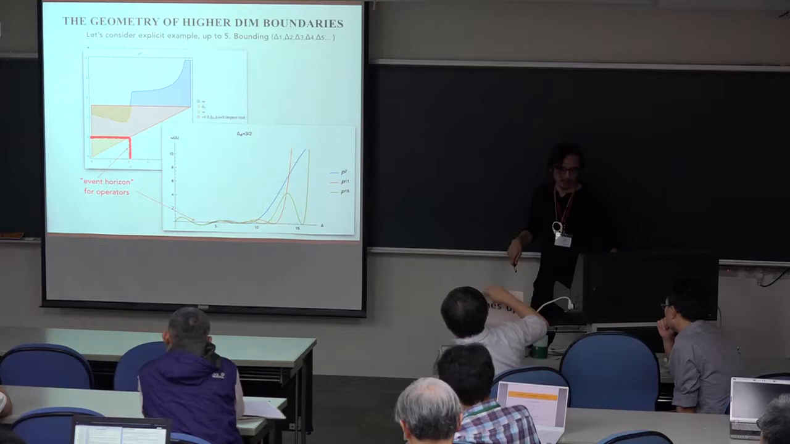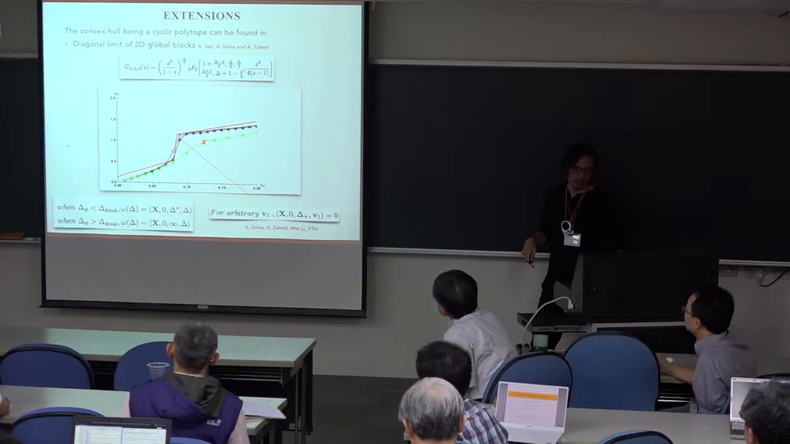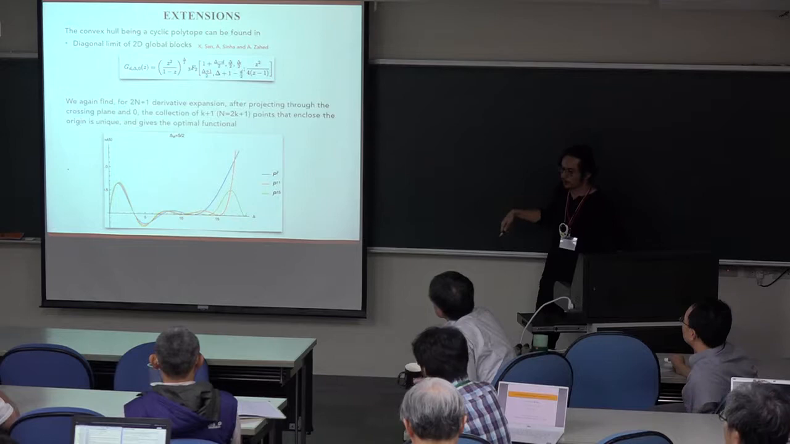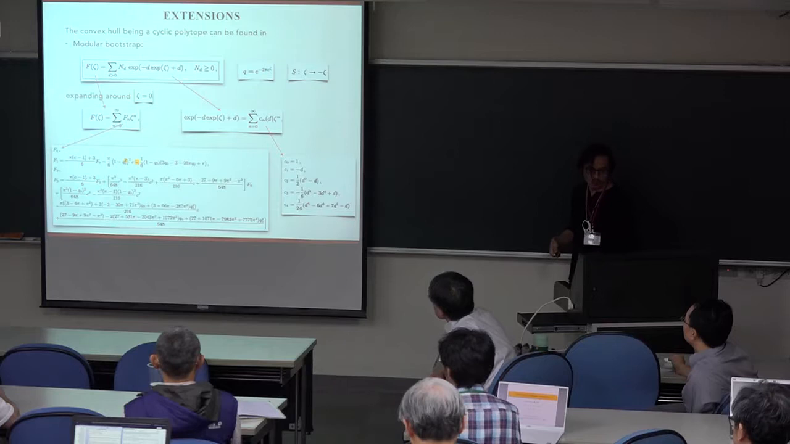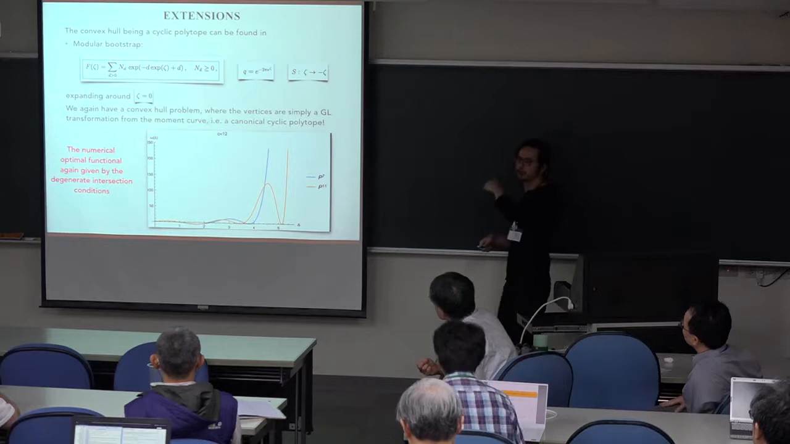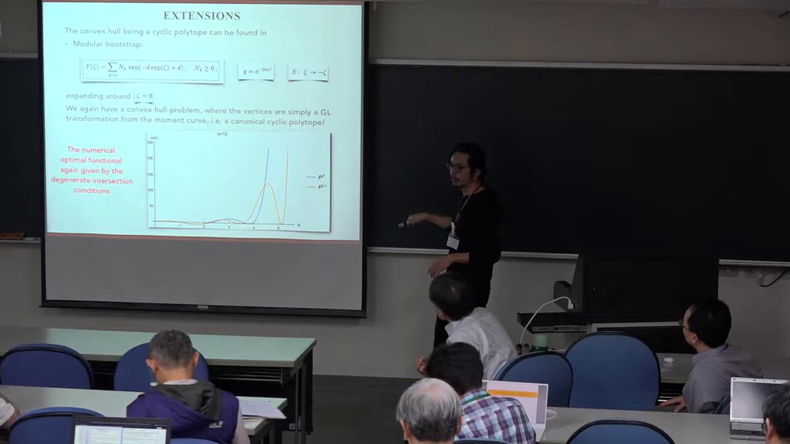So, okay, time's up. I'll skip very fast. You can also find a geometric interpretation for what the kink is, and this is a 2D CFT, in a diagonal limit. So I'll just skip this. There's also a precise geometric definition of the kink. And you can also do this for the modular bootstrap, because the modular bootstrap has a similar geometric picture. For the modular bootstrap, exactly the same intersection picture gives the correct optimal functional that matches the numerical bootstrap functional. It's reproducing exactly the same function.